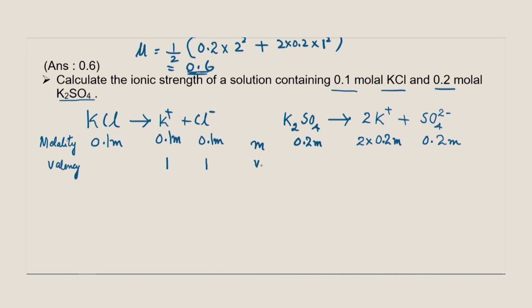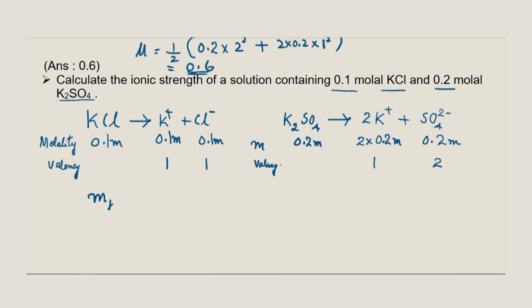Next, I am going to write the valencies. Potassium is unipositive, therefore, that is 1, and for sulfate, the valency is 2. Now, here comes the point to be noted. Both these electrolytes are present in a solution together. So, the solution as a whole will have potassium ions both from KCl as well as from potassium sulphate.